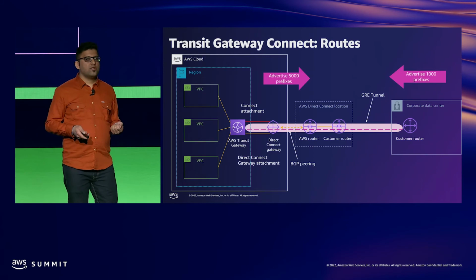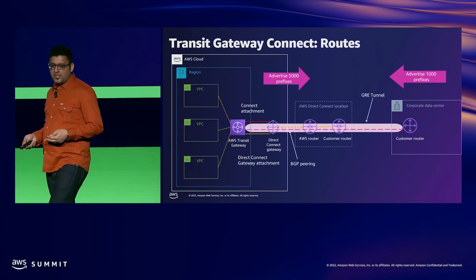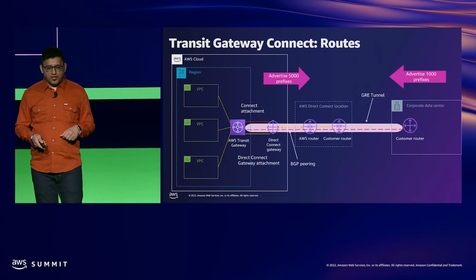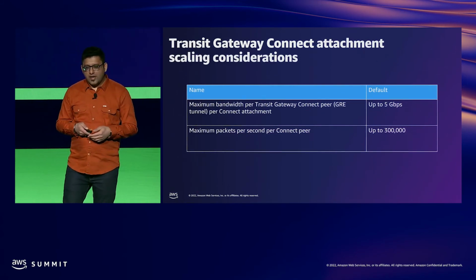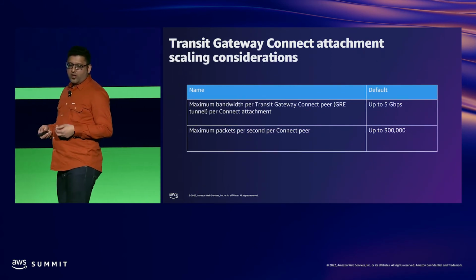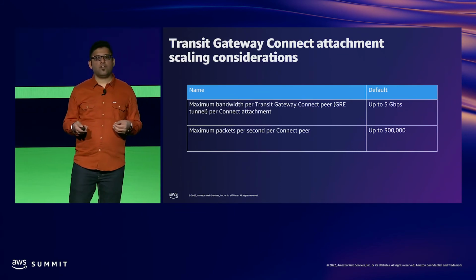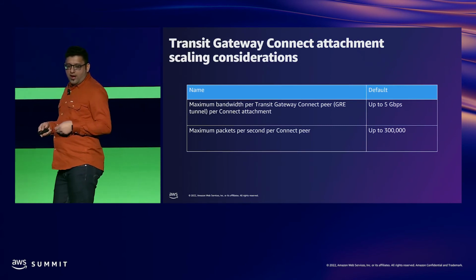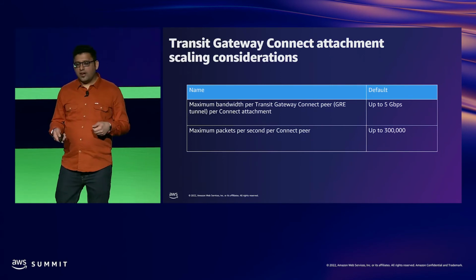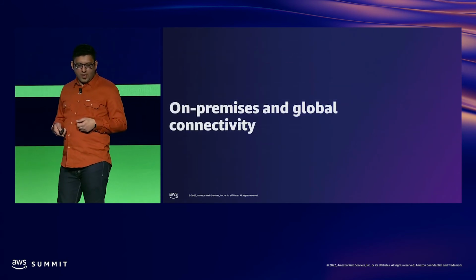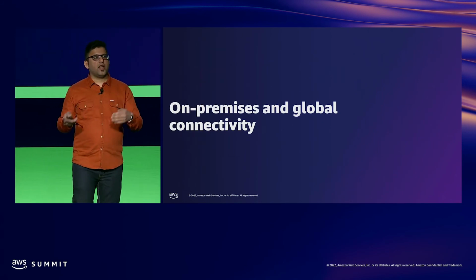Now, in terms of routes, you get a higher route limit. From on-premises, you can advertise up to 1,000 prefixes, and from AWS, you can advertise up to 5,000 prefixes. Some of the scaling considerations to keep in mind here is that the bandwidth that is supported on a transit gateway Connect peer basis is 5 gigs, and you can have up to 4 such Connect peers, giving you a total of 20 gigs of bandwidth. And the maximum packets per second that is supported on a per Connect peer basis is 300,000 packets per second.